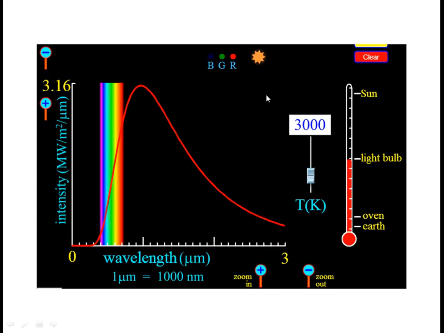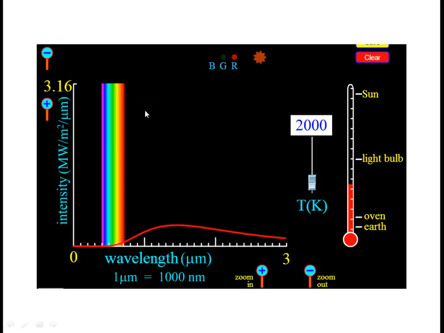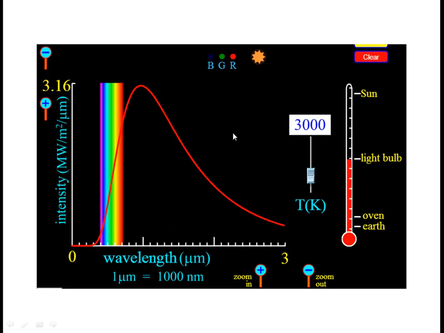If we take it a step further, let's go to 3,000 degrees. Now, let me step back. The peak of this curve was between 1,000 and 2,000 nanometers at 2,000 degrees. At 3,000 degrees, the peak of this intensity curve has now shifted to about 1,000 nanometers. It's shifted to shorter wavelength, so we're getting a lot more intensity in the visible region, and you can see now we have a nice orange color.